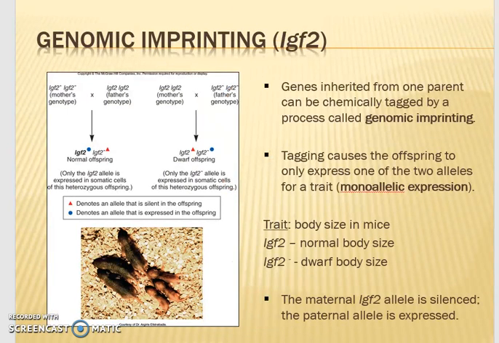So let's see. Genomic imprinting. This is going to be talking about the IGF-2 gene. Genomic imprinting is when genes inherited from one parent can be chemically tagged. This tagging causes the offspring to express only one of the two alleles, which is called monoallelic expression. The gene we're looking at affects body size in mice, which is either dwarf with the IGF-2 negative allele or normal size with the regular IGF-2.